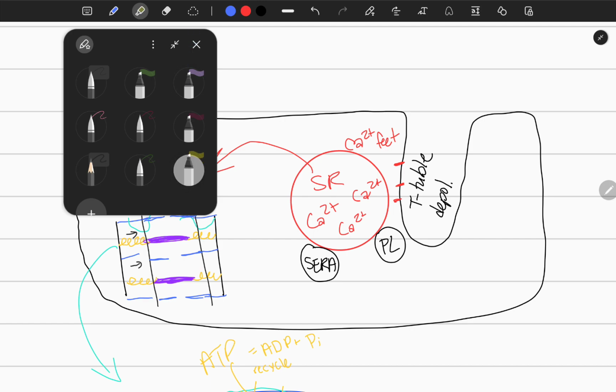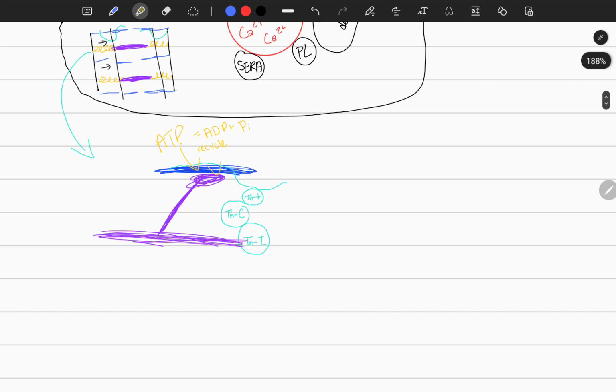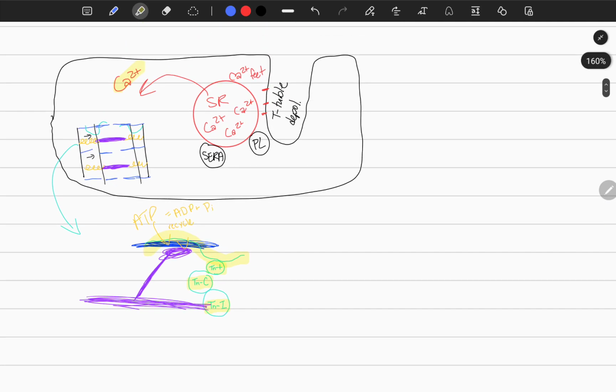Without calcium, TNC cannot be bound and it cannot move TNI or TNT to move tropomyosin out of the way to expose actin. You need calcium present for all of it to fully have a contraction in the sarcomere.